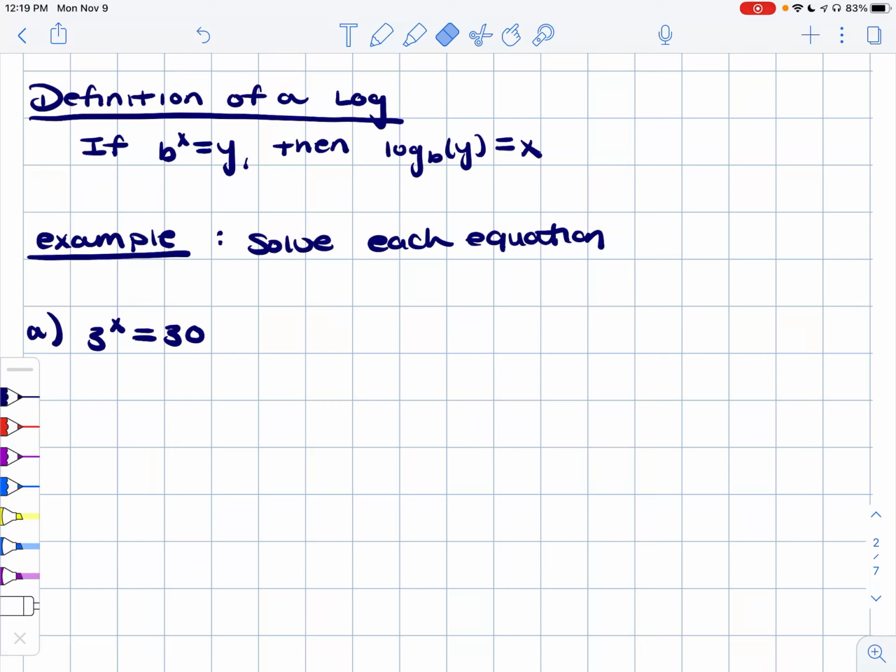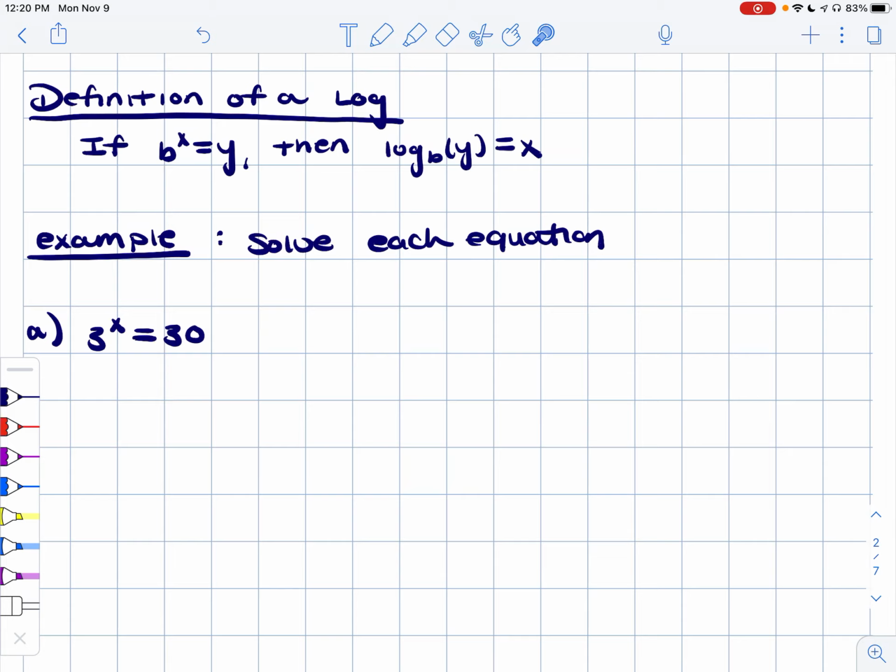In this video, we're going to look at a second way that we can solve exponential equations, and this is going to be using the definition of a log. So we looked at this definition in a previous video when we first started looking at logs, and that tells us that if we have an exponential equation, b to the power of x is equal to y, then we can rewrite this as an equivalent log equation. The log base b of y is equal to x.